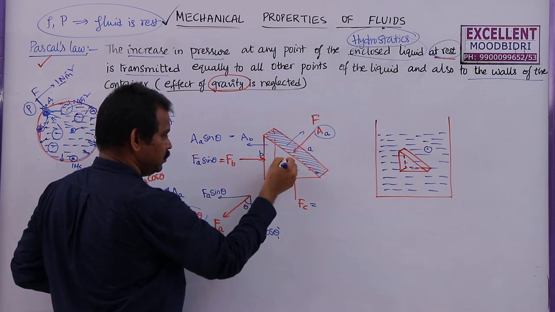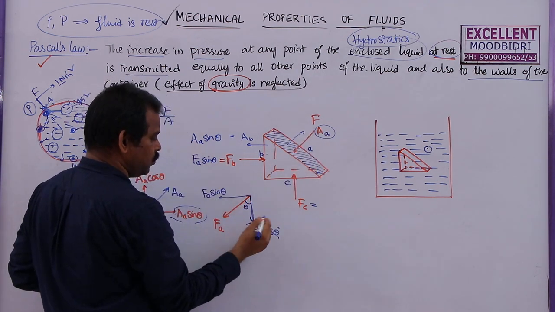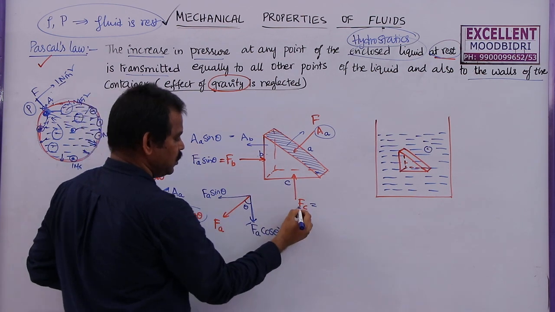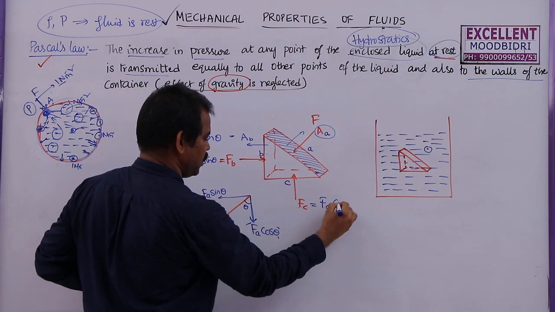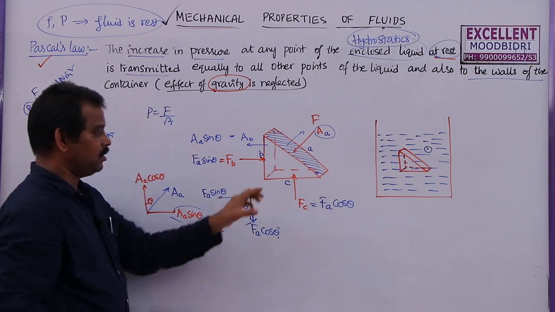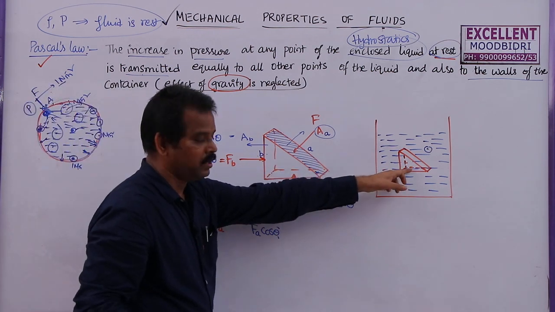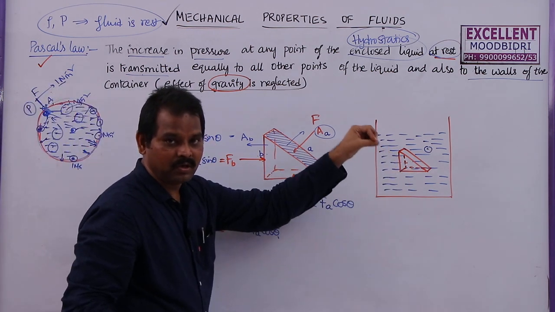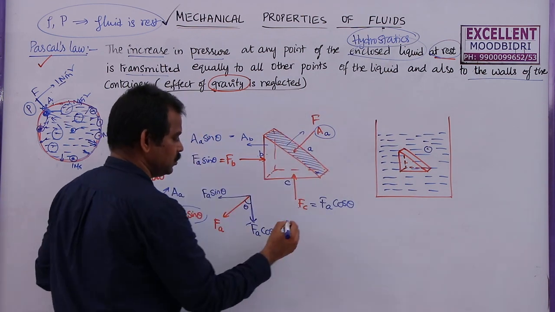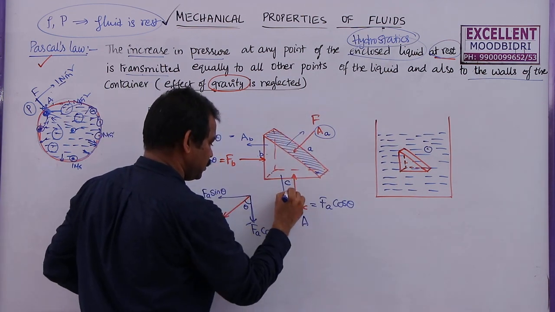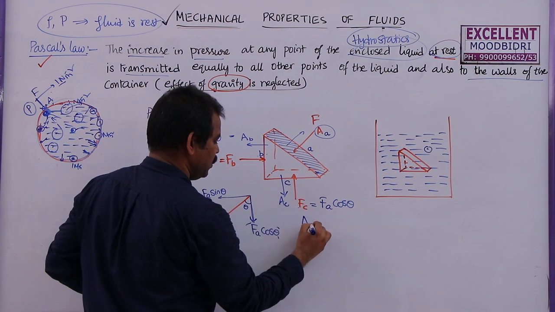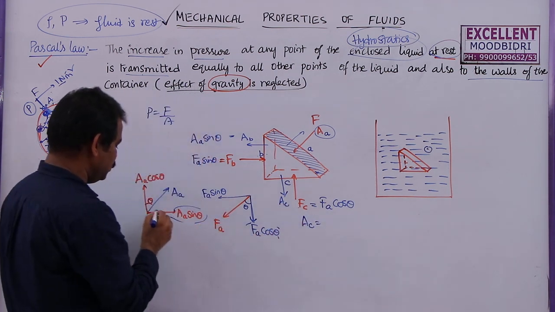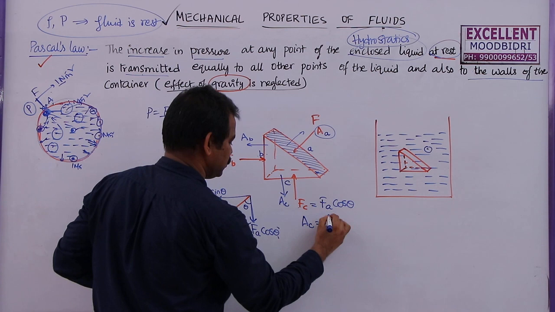Here, the component of this force is acting downwards and this force is acting upwards. So FC is equal to FA cos theta. Then only the particle present at this point will be in equilibrium, meaning it will be at rest. Similarly, the area vector of this one is AC. AC is given by this component AA cos theta.